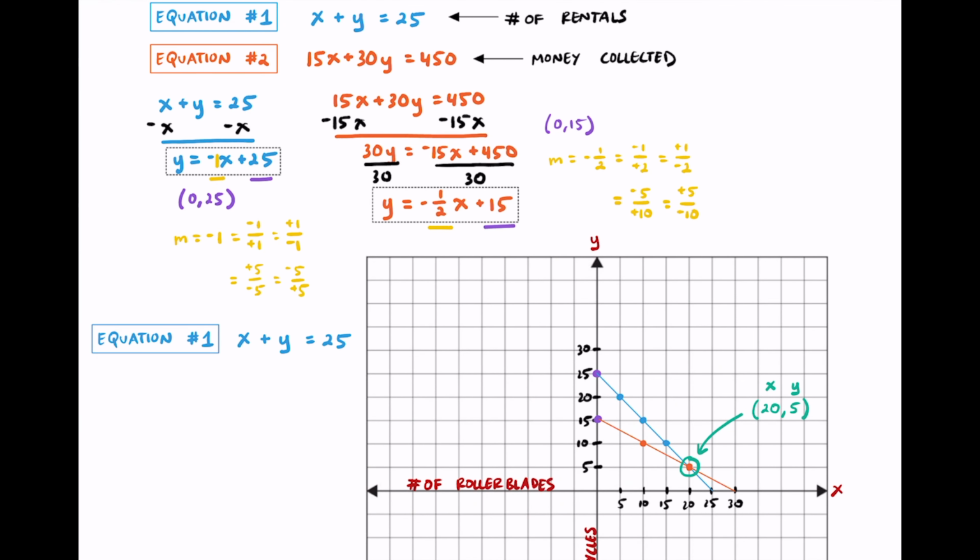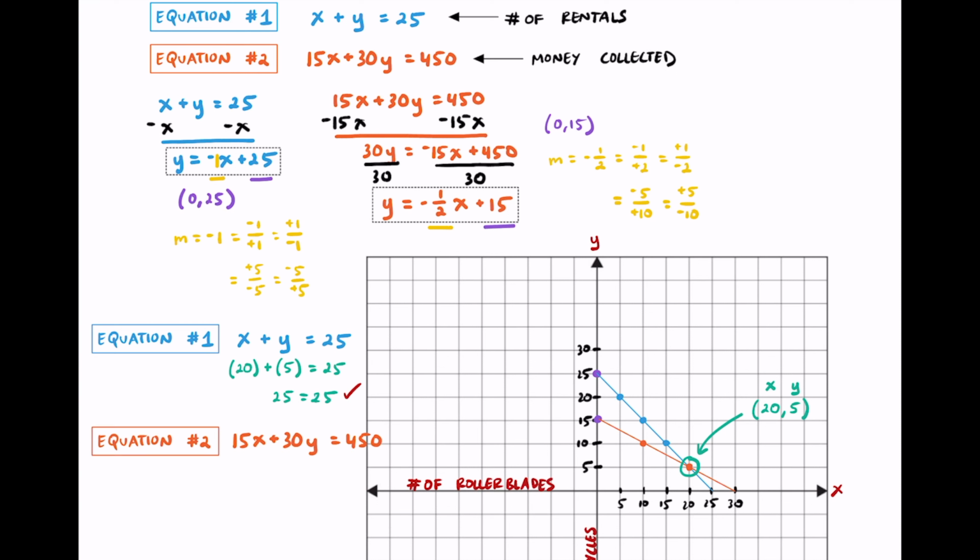So if we take equation 1 here, where we have x plus y is equal to 25, we can substitute in 20 for x and 5 for y into these two values and see if this makes sense. So substituting in here, x would be 20, plus this y value of 5. Would that equal this 25? Well, 20 plus 5 does equal 25, so since that is true, then yeah, this does make sense here. If 20 sets of rollerblades were rented and 5 bicycles were rented, there were 25 total rentals.